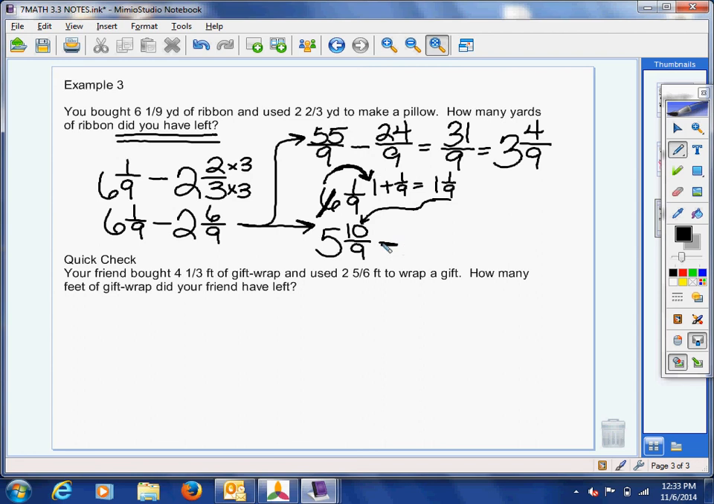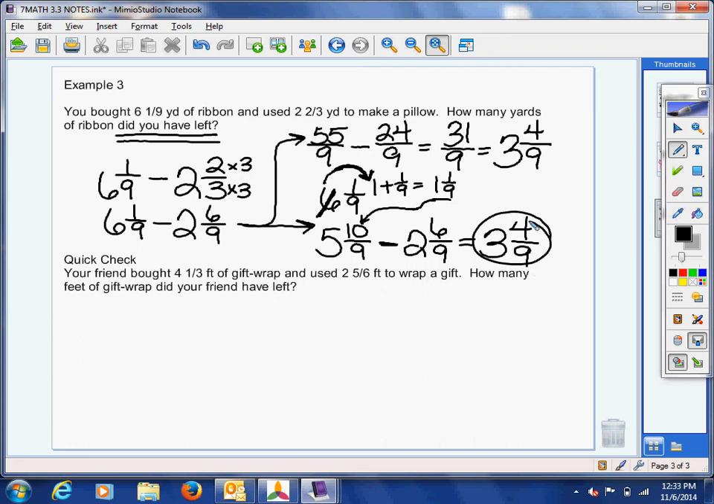Okay? Now subtract. Do I have enough to subtract 6/9 from 10/9? Can I do 10 minus 6 now? Yes, I can. So let's start with whole numbers. What's 5 minus 2? 3. And 10/9 minus 6/9 is 4/9. And then you're done. Okay, that was really confusing.